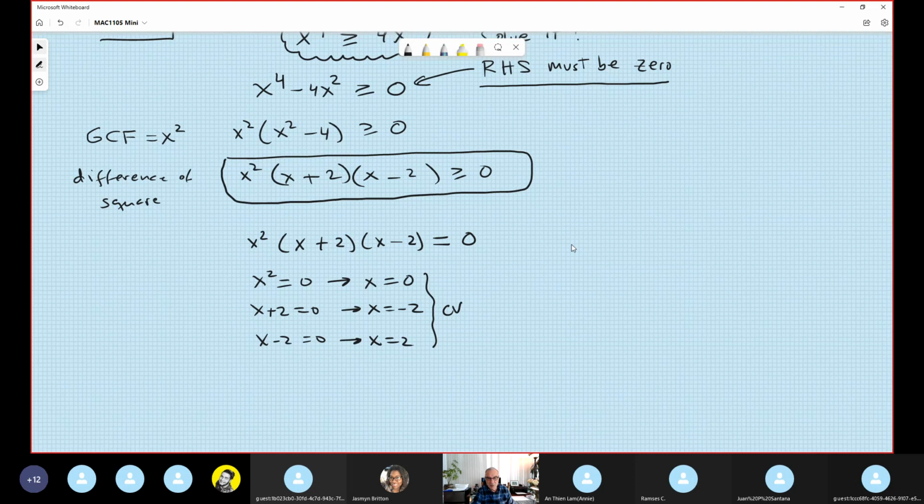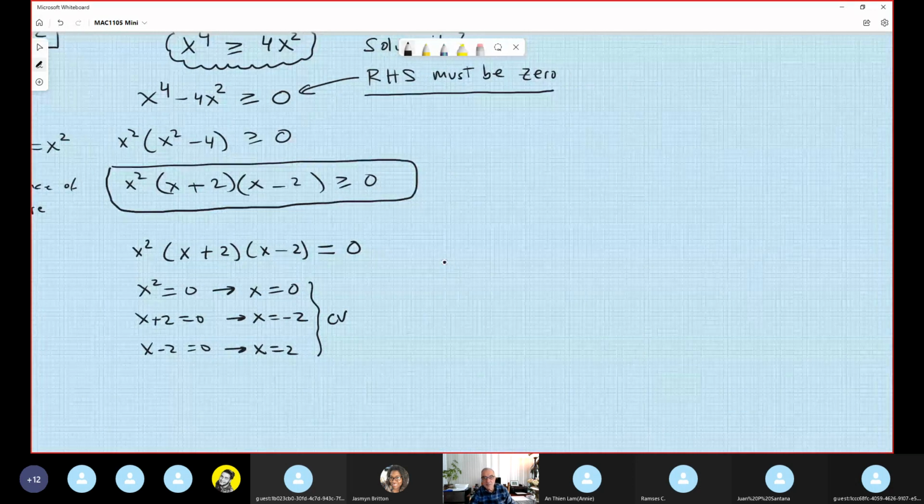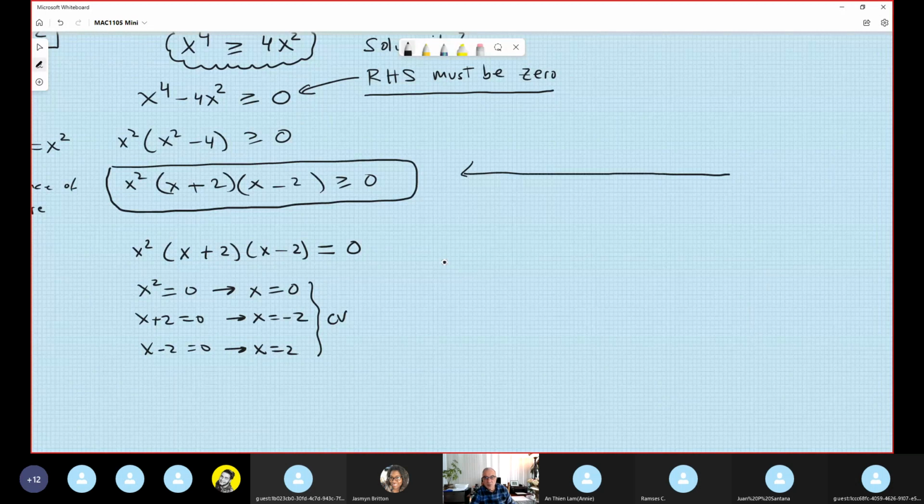Using the critical values, you are doing the partition of the whole real number line, from negative infinity to positive infinity. Okay, 0 partition. -2 partition. And +2 partition. 3 partition points, 4 intervals. This one, this one, this one, and this one. 4 intervals. And you pick a totally arbitrary testing point inside each interval.